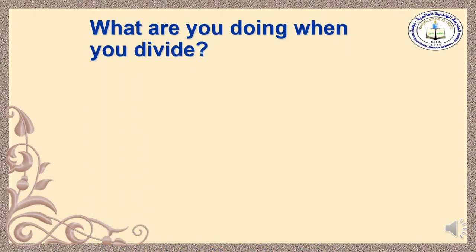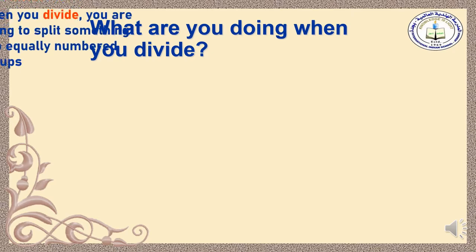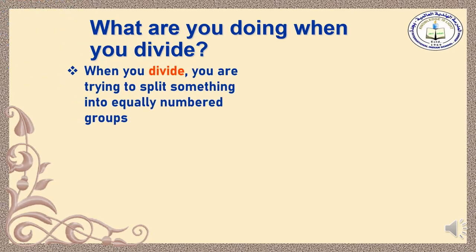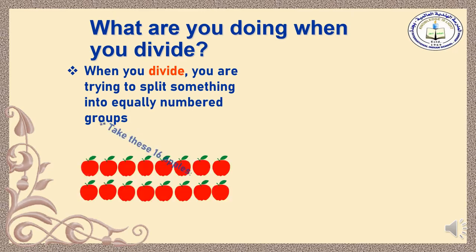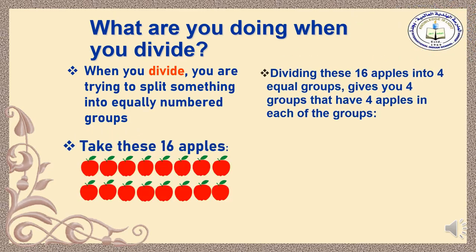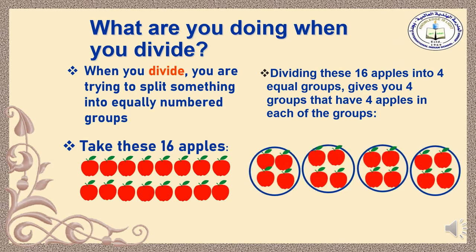Dear children, what are we doing when we divide? When you divide, you are trying to split something into equally numbered groups. Take the 16 apples. Dividing the 16 apples into 4 equal groups gives you 4 groups that have 4 apples in each of these groups.